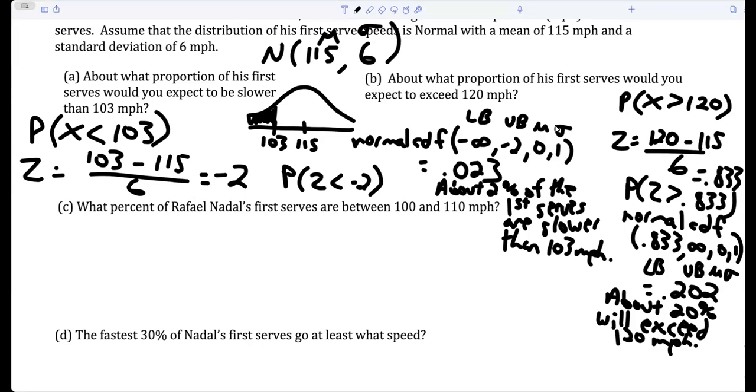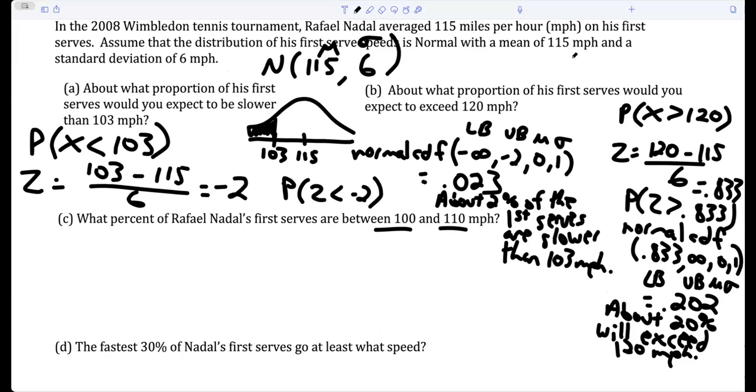It says, what percent of Rafael Nadal's first serves are between 100 and 110 miles per hour? And remember, we have a normal distribution here with a mean of 115 miles per hour and a standard deviation of 6. So if I want to find the percent that's between 100 and 110, I need to standardize both of these. So I need to find a z-score for both of these. So let's write it like this. I want the probability that X is between 100 and 110.